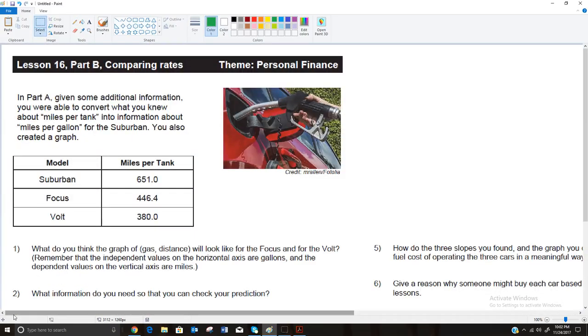So we're going to continue our discussion about the Suburban and the Focus and the Volt. And it says in part A, we were given some additional information. You were able to convert what you knew about miles per tank into miles per gallon for the Suburban. And we created that graph. So I'm going to write that off to the side so we don't lose that information. The Suburban got 21 miles per gallon.